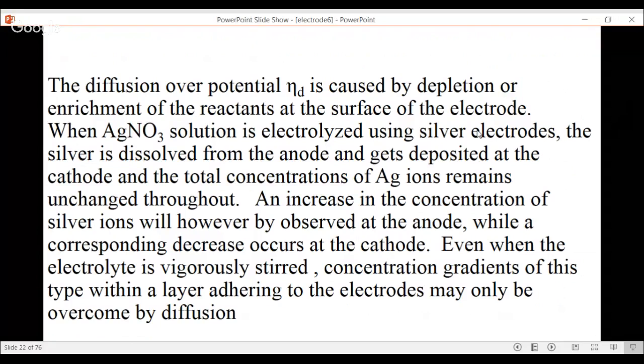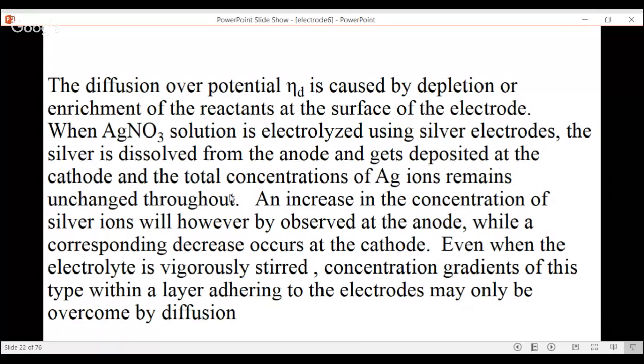The diffusion over potential is caused by the depletion or enrichment of the reactants at the electrode surface. For example, silver nitrate solution is electrolyzed using silver electrodes. The silver is dissolved from the anode and gets deposited at the cathode. The total concentration of silver (Ag+) ions remains unchanged throughout.